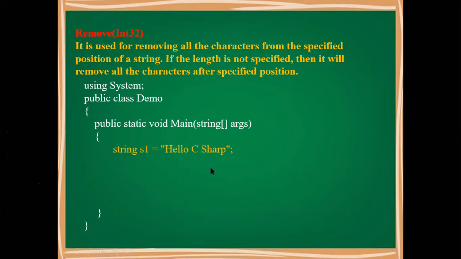But it will remove. Okay. So S1 is equal to hello C sharp. We are writing S1 dot remove. What do we want to remove? Fifth position. That means this space is supposed to be removed. And after that, 3 position. Remember, after that 3 position.